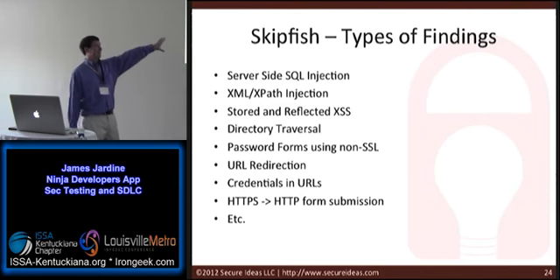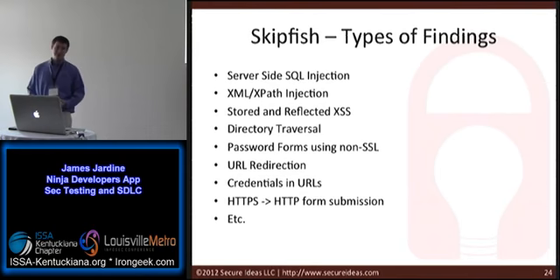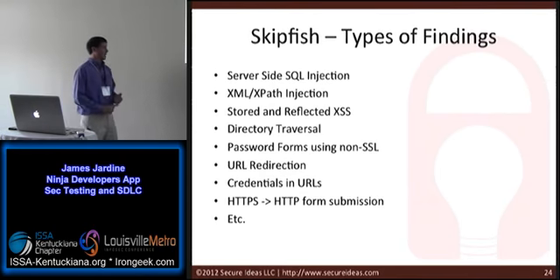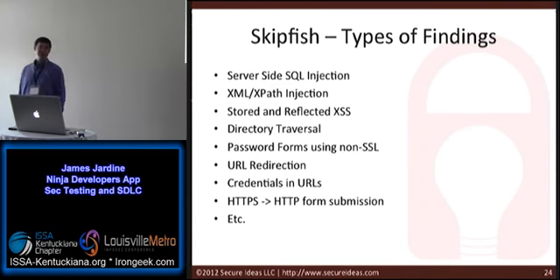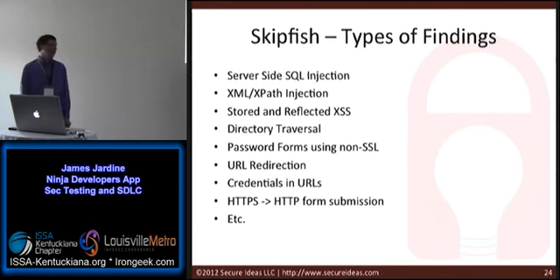Types of findings that we're going to see out of Skipfish: SQL injection, XML and XPath injections, cross-site scripting, stored and reflected, password forms using non-SSL. I mean, this is just a light list. You can go out and look at their full documentation, and it'll list out all the different things that it's trying to identify. So these are all good things that we want to identify. Again, it's automated, so you kick it off, and there it goes.